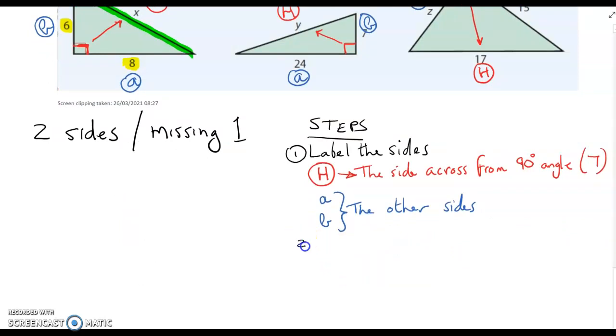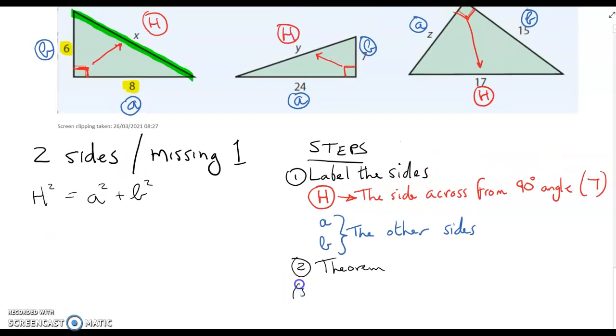Now, the second step is to write down the theorem. The theorem is given to you in the logbook. It's H squared is equal to A squared plus B squared. So you write down the theorem, then you fill in, or sub in, the numbers you have. I know what H is. It's a letter, it's X, so I say X squared. What's A? A is 8, so 8 squared. Plus B. What's B? 6, so 6 squared.